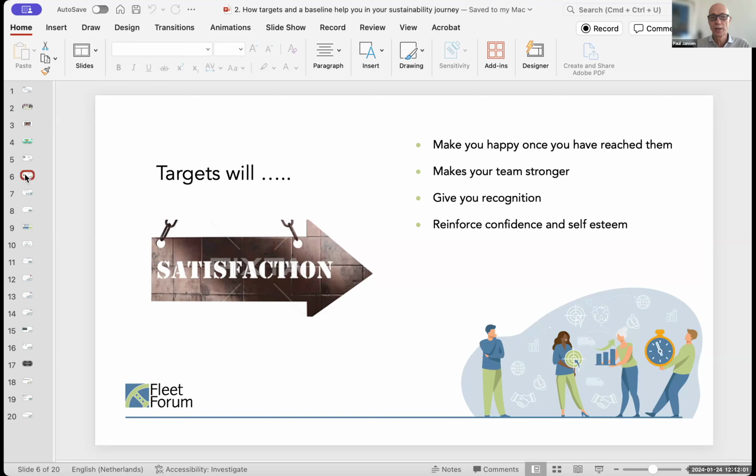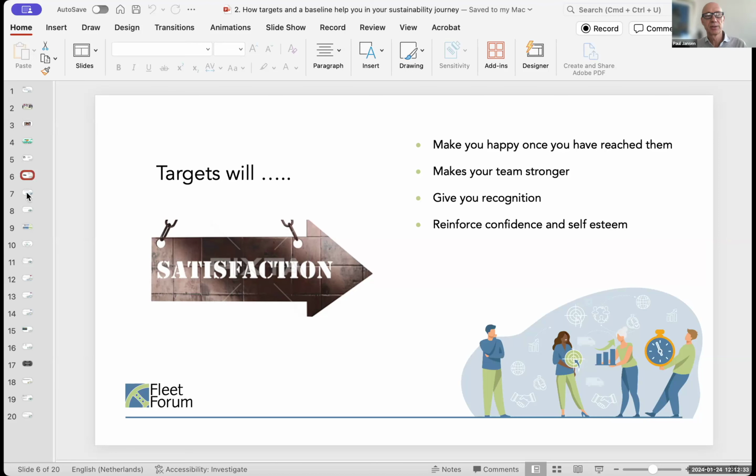With you and your team, you realize specific objectives that are important for the organization. So you get the recognition that belongs to that. And also very important, it reinforces confidence and self-esteem. If you manage to realize, let's say, important targets for the organization, you feel proud, you feel strong, you feel self-confident, and you know that you can even achieve more. So there's a very good reason to work with targets.